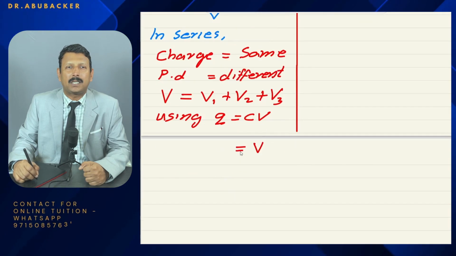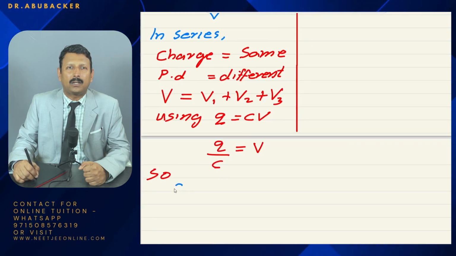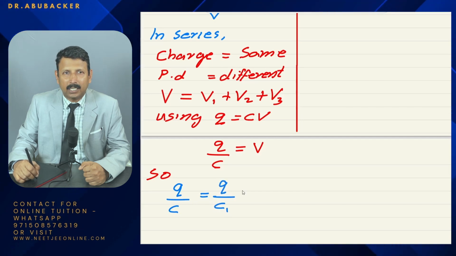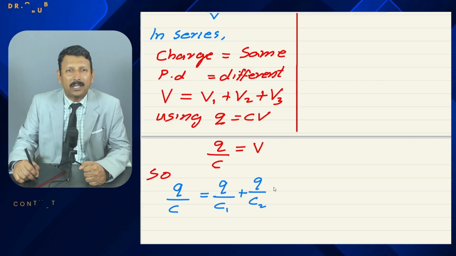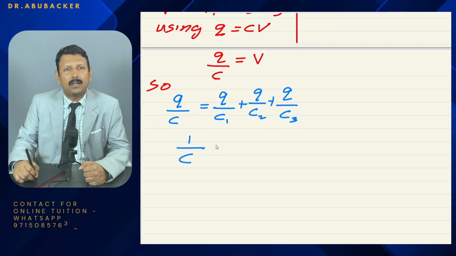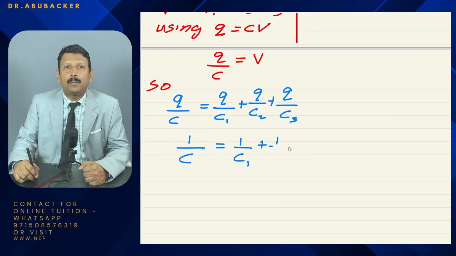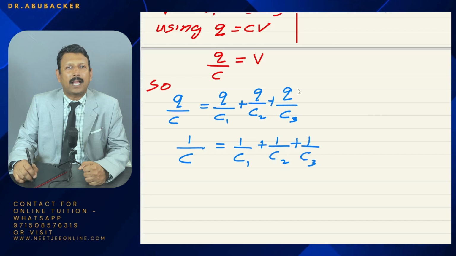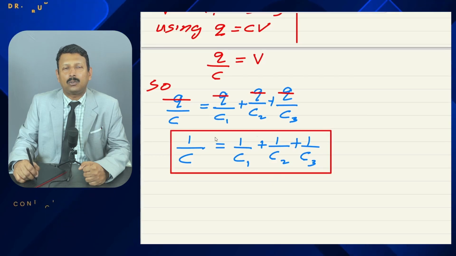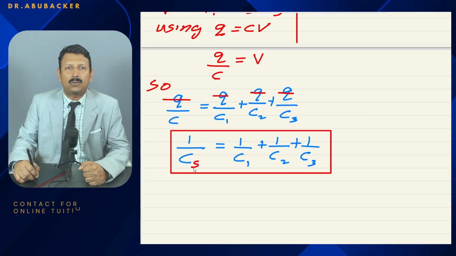So using the expression, you know that Q is equal to CV, so V is equal to Q by C. Substitute in the equation. In the place of V, we can write Q by C, that is actually the net value, is equal to, I am not writing Q1 by C1, Q2 by C2 because Q is the same. So Q by C1 plus Q by C2 plus Q by C3. Q you can cancel because it is common everywhere. So what is left now? 1 by C is equal to 1 by C1 plus 1 by C2 plus 1 by C3. We can label this 1 by C as 1 by Cs.